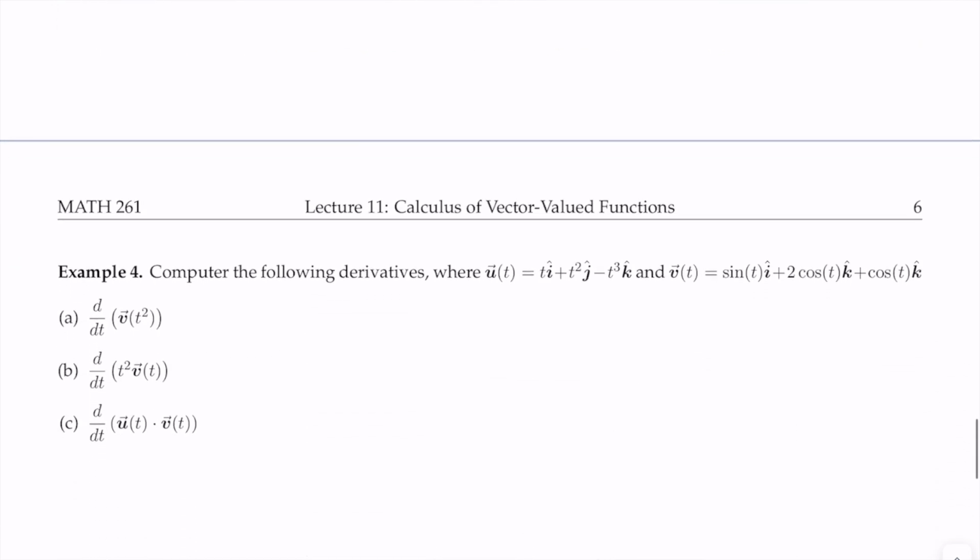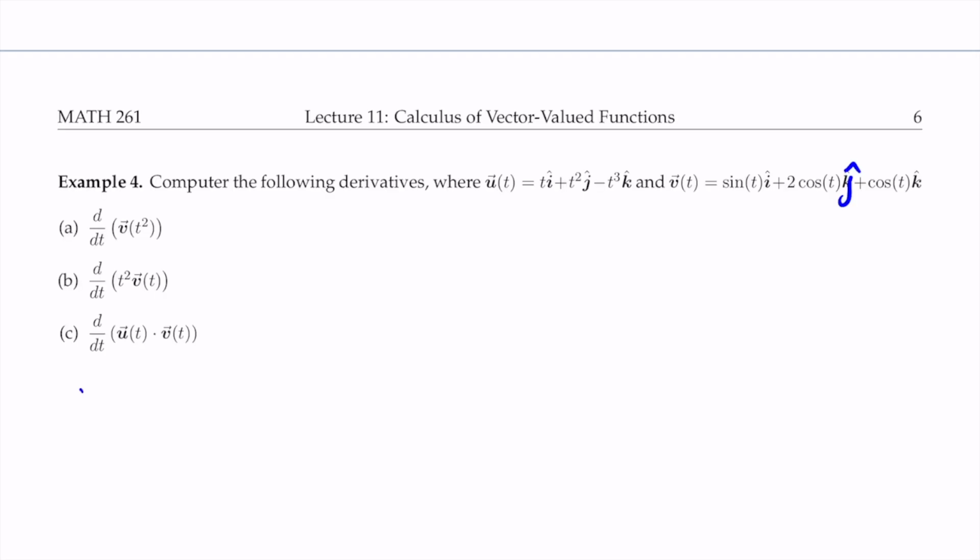So in example 4, we want to compute the following derivatives, where u is equal to t i plus t squared j minus t cubed k, and v of t is equal to sine of t i plus 2 cosine of t j plus cosine of t k. So first, I want to find the derivative of v of t squared.